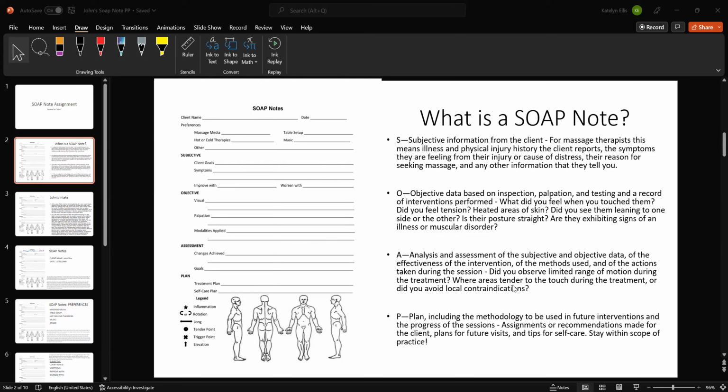So S is subjective, all right? It's subjective information from the client. So this is anything that they tell you. This is what they are feeling. This is what they are experiencing that you don't necessarily see.